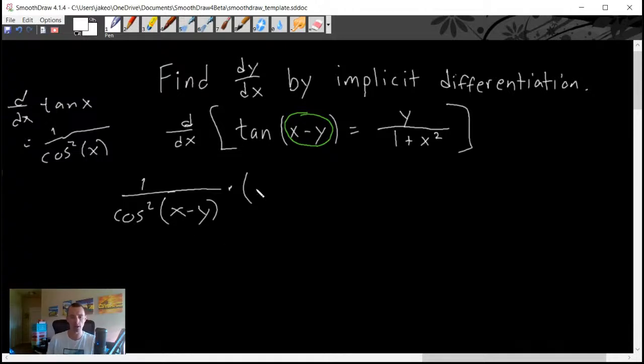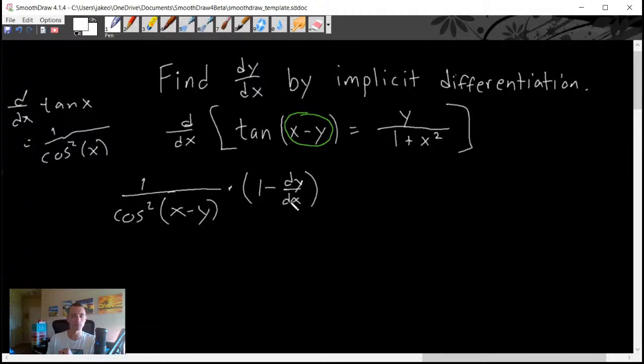The derivative of x is just going to be 1 because we're taking the derivative of x with respect to x. x is a variable. We're taking the derivative with respect to x. It's going to behave the way you'd expect. It's just 1. Then to find the derivative of y, y is a function of x. So we don't know what y is. Therefore, we don't know what the derivative of y is. But we can just say minus dy dx.